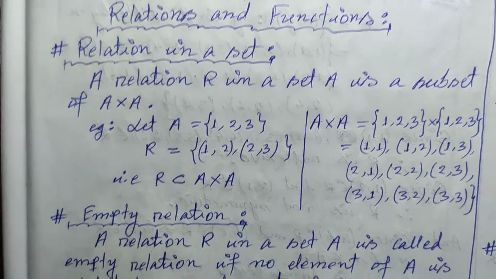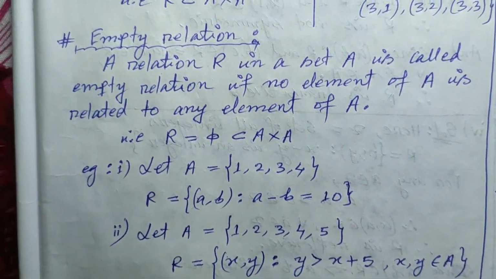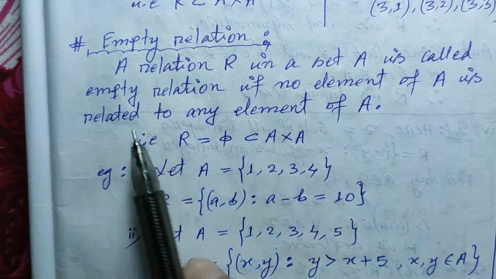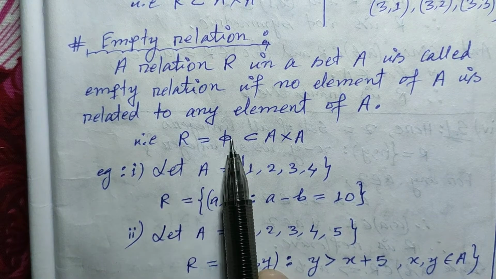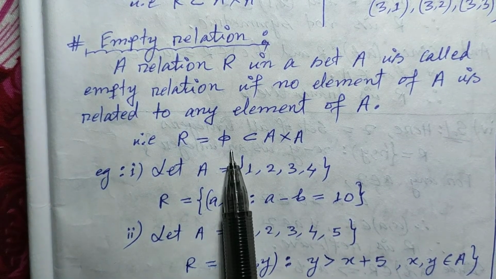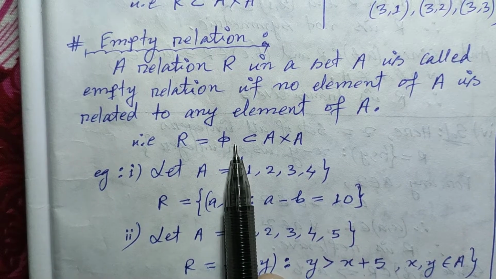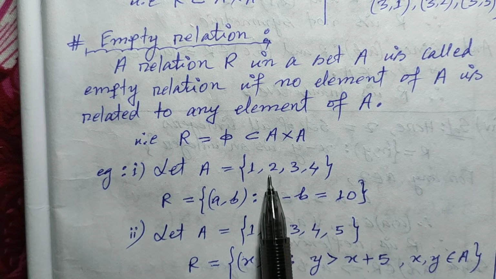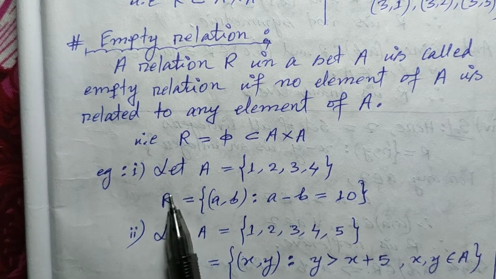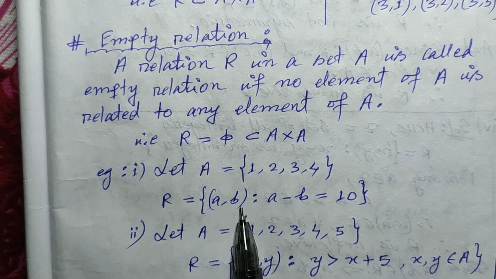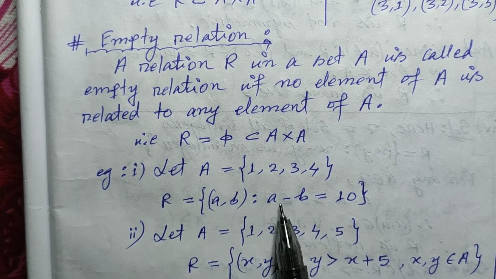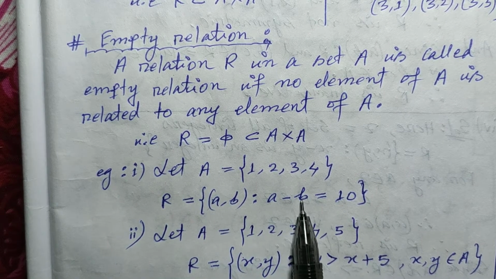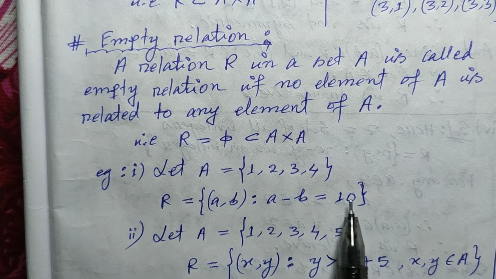Hope you understand. Then, what is an empty relation? A relation R in a set A is called an empty relation if no element of A is related to any element of A. That is, R is equal to phi, which is a subset of A cross A, and we know that phi is a subset of every set. For example, let A is equal to {1, 2, 3, 4}. These are the elements of set A. Then let us make an empty relation. R is equal to {(a, b)}, the set of all ordered pairs represented by (a, b), such that a minus b is equal to 10. If we take any two elements and subtract, then we cannot get 10.